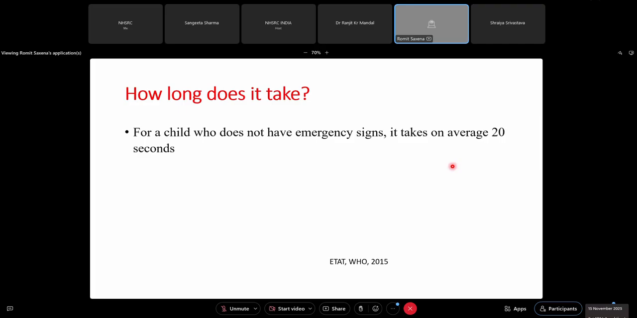How long does it take? Do I need to spend 1 hour on every child? No. To identify a sick child does not take more than 15 to 20 seconds. It's just a couple of eye blinks and you will be able to identify the sick patient.